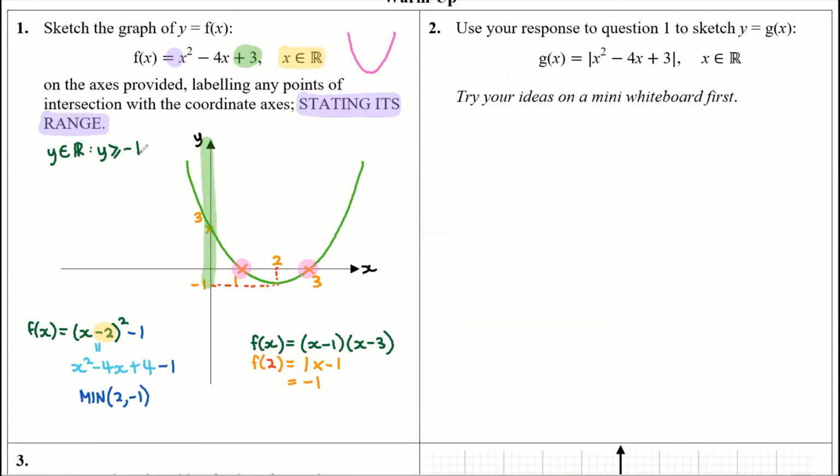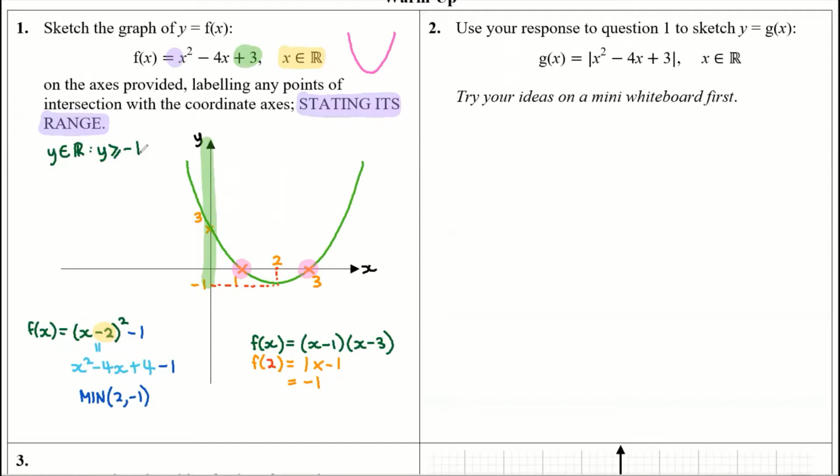There we go. So that's the sketch. And I've shown you a couple of ways of finding the range. Now, in question 2, it says use your response to question 1 to sketch this function. Okay. Now, you can try your ideas on a mini whiteboard. You've probably already had a go at this. If you weren't sure what to do, let's just recap what the modulus function actually does.